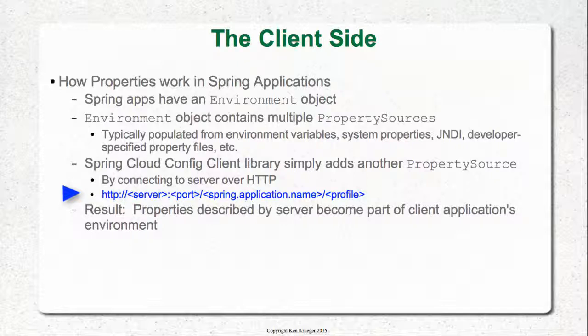So you can specify things locally and then have your Spring Cloud Config overlay or override those values. The end result is that the properties described by the server become part of the client application's environment. This is actually quite simple if you think about it. I've wondered why I haven't written something like this. But it's a little bit complicated to do this with a Spring application because you have to understand the details of the application container when it starts up.